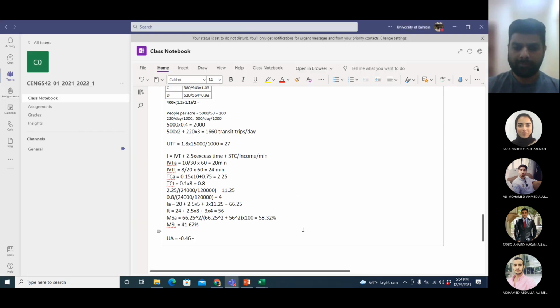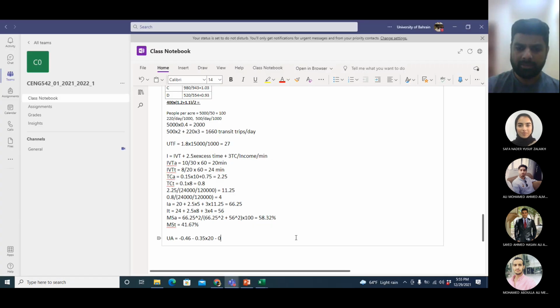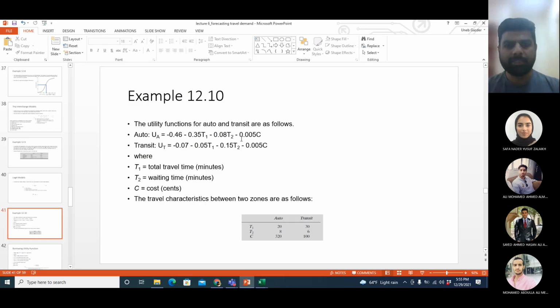T1 for auto is 20. Then T2 is waiting time. Waiting time for auto is 8. Again, that can be the waiting time for coming from parking or something, access time basically. So minus 0.08 into T2, which is 8, and then minus 0.005 times cost, which is 320.